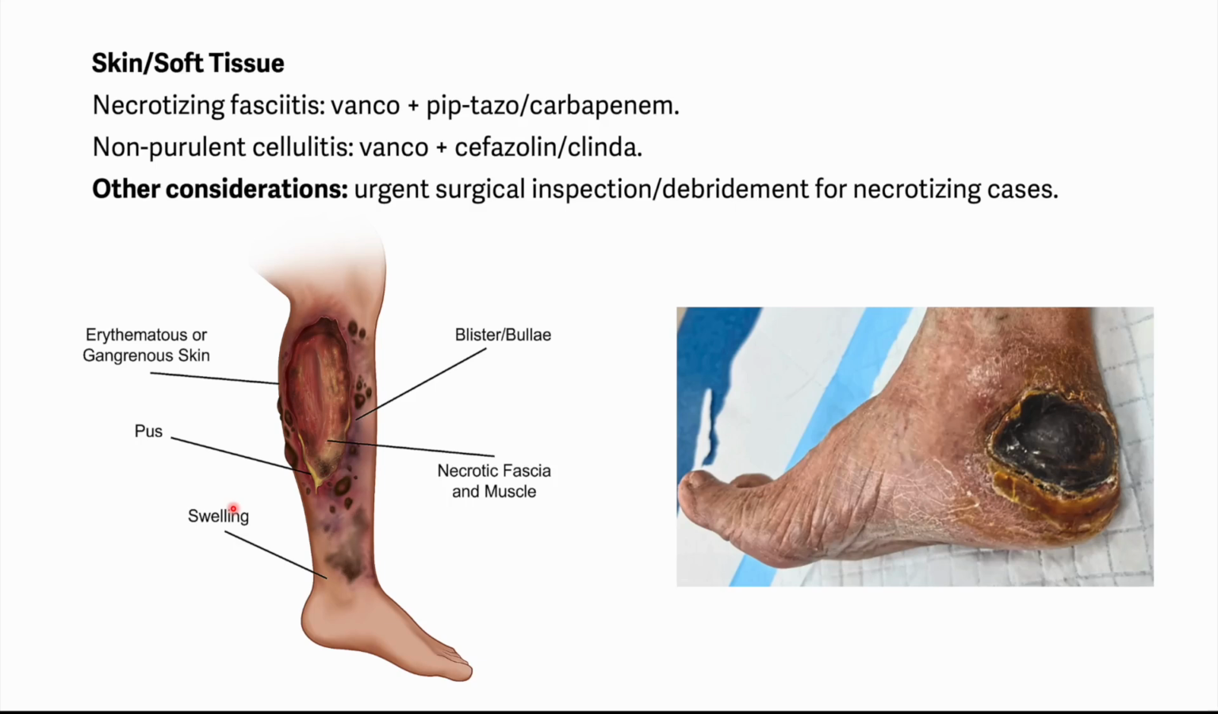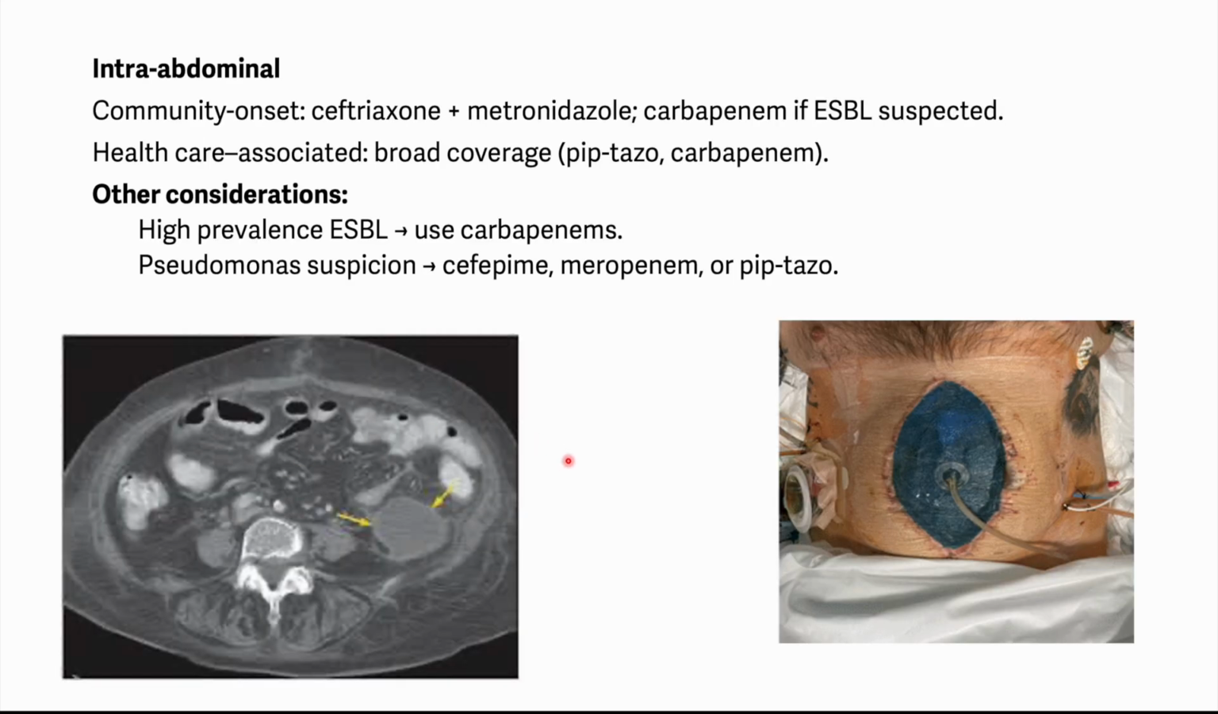In intra-abdominal cases like community onset, you should give ceftriaxone plus metronidazole, and carbapenem if ESBL is suspected. Then for healthcare associated cases, broad coverage like piperacillin tazobactam and carbapenem is used. Another consideration: in high prevalence of ESBL use carbapenems, whereas in pseudomonas suspicion use cefepime, meropenem or piperacillin tazobactam.